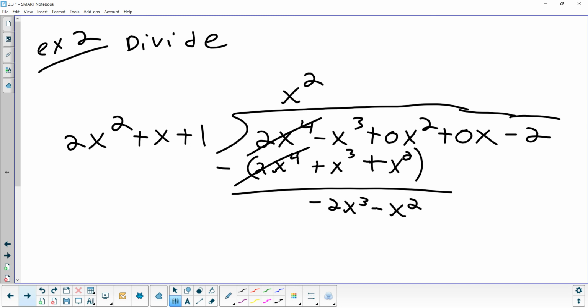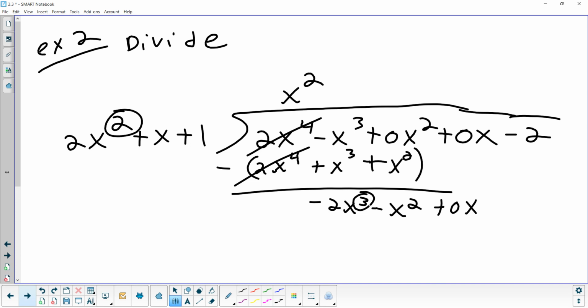Okay, and now to start the whole process again, what am I bringing down? Yep. The 0x. Now do it again. Exponent on the inside is a 3. Exponent on the outside is a 2. We have to keep going until that number is less than that number. Then you're done.